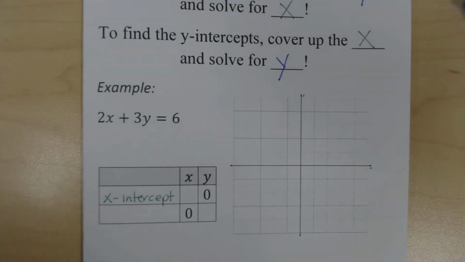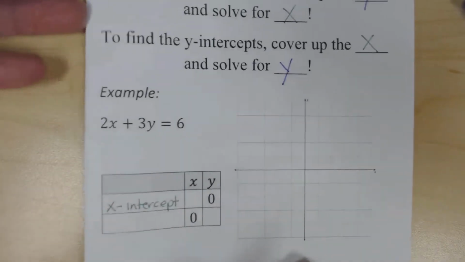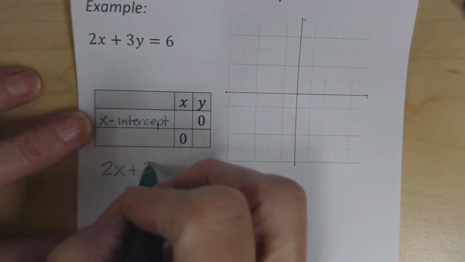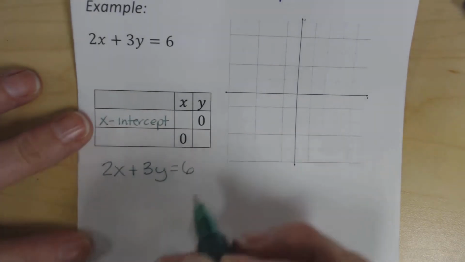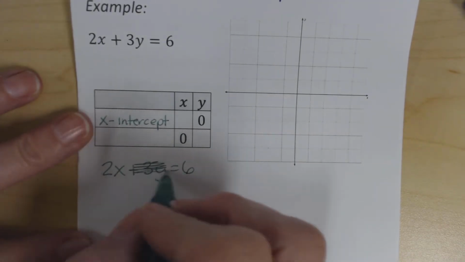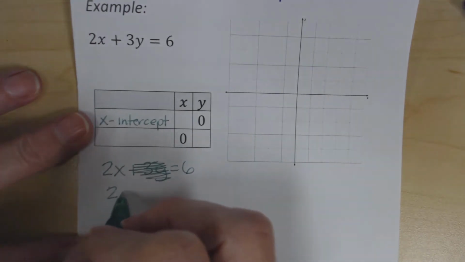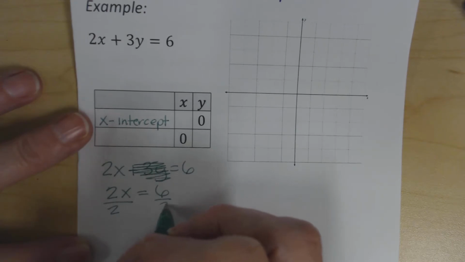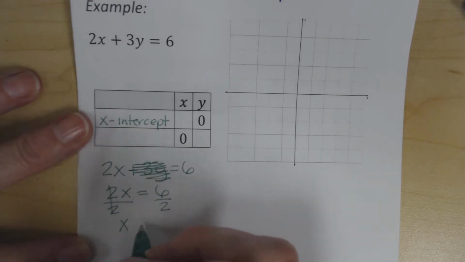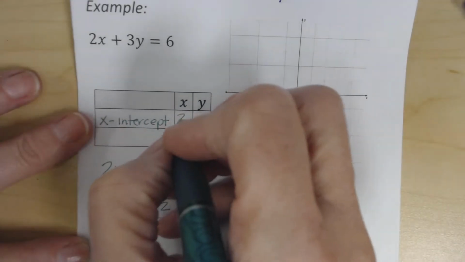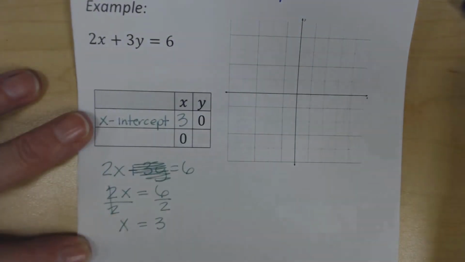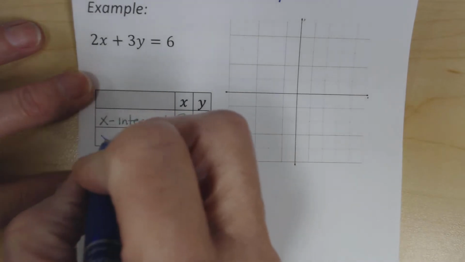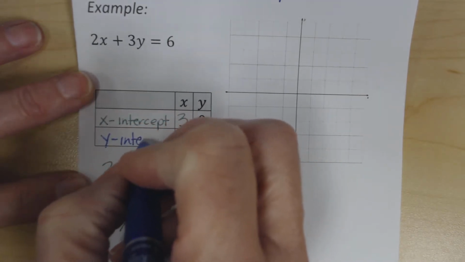So let me go ahead and do that down here. We take 2x plus 3y equals 6, and we're just going to cover up the 3y, and that leaves us 2x equals 6. Divide both sides by 2, and we find that x equals 3. That's for the x-intercept.